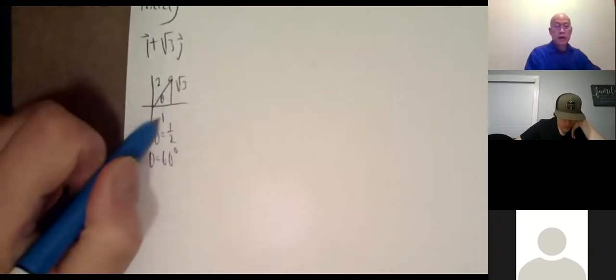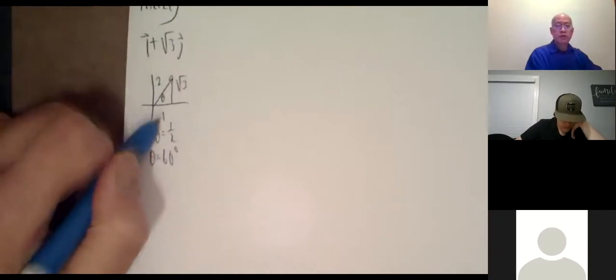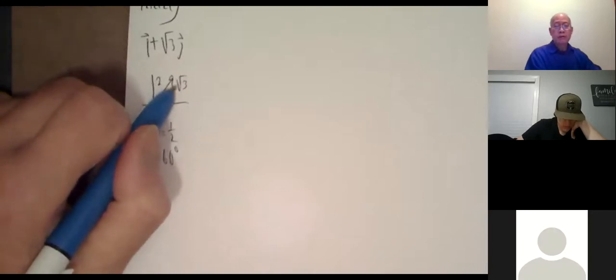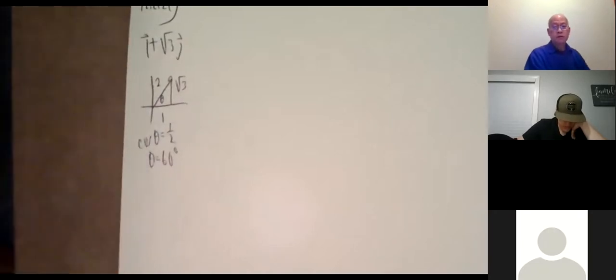So find the hypotenuse: a squared plus b squared equals c squared. 1 squared is 1, radical 3 squared is 3. Add them up, that's 4. Square root is 2, so that's that.